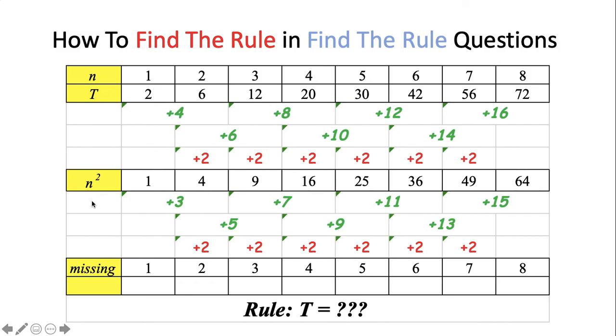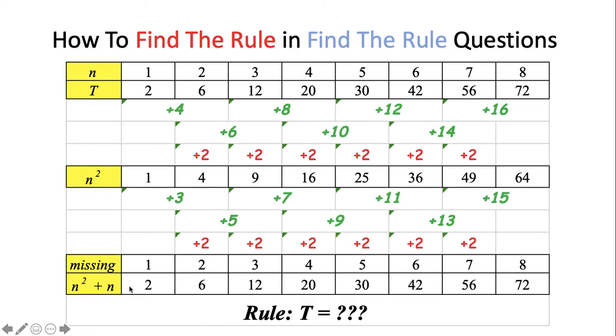So if we try n squared, but then add the n numbers and get n squared plus n, then we get 1 plus 1 is 2, 4 plus 2 is 6, 9 plus 3 is 12, and we're getting the right numbers. We're getting the ones we want: 2, 6, 12, 20, 30, 42, 56, 72. So in this case, the rule is that t equals n squared plus n.